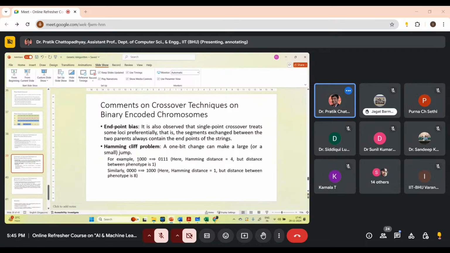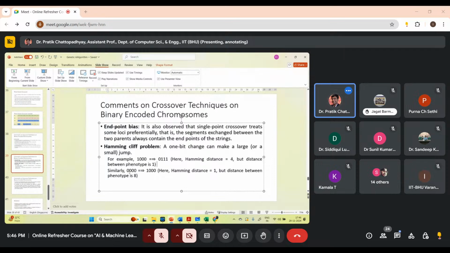So 1000 means 8, 0111 means 7. So in decimal, there is very little difference between the two numbers. But if we consider the number of non-matching bits, this is very high. It is 4. All the bits are not matching. But in decimal, there is just one difference in the two numbers.